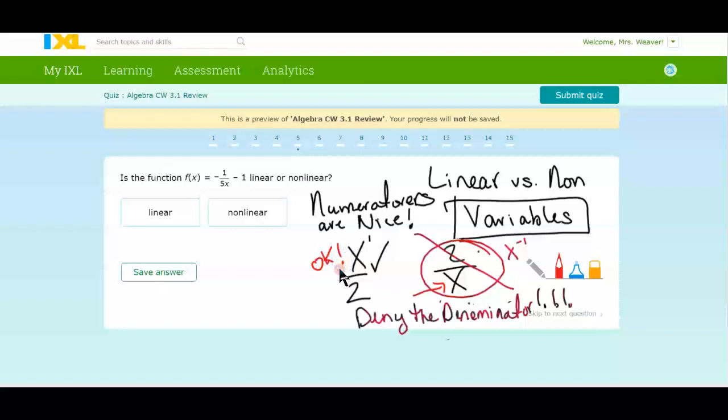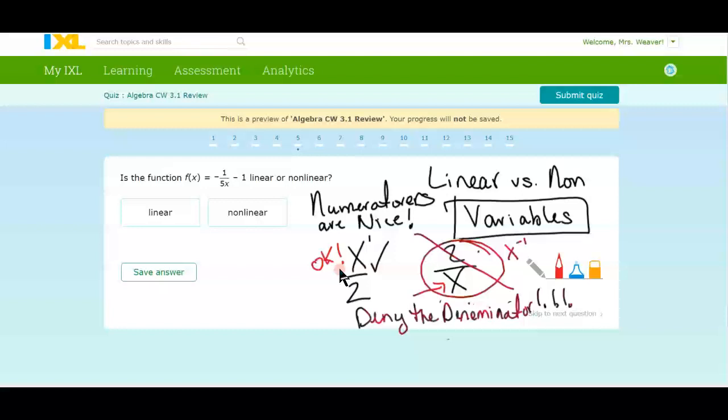So for these problems on your quiz, you need to use an explanation. You'll have to write 3 to 5 words of why it's linear or nonlinear. Don't just say it's linear or it's nonlinear. Say the variable is in the numerator, or numerators are nice. Say the variable is in the denominator, or deny the denominator. Those are both fine ways to give your explanation.